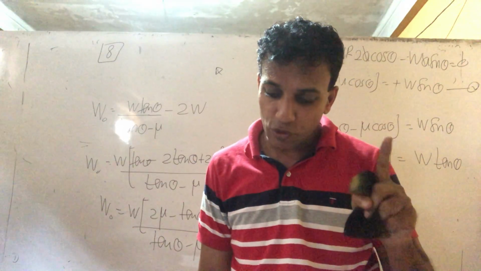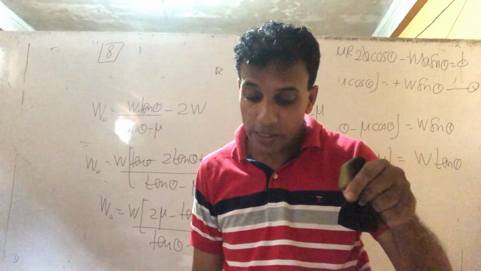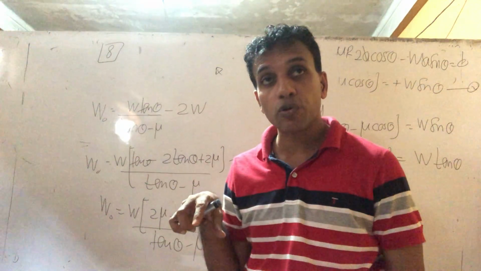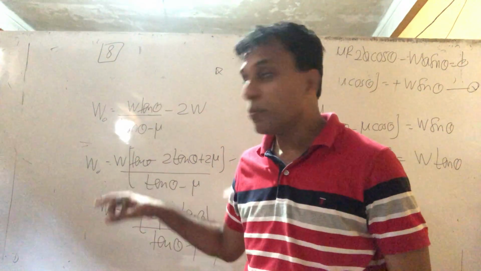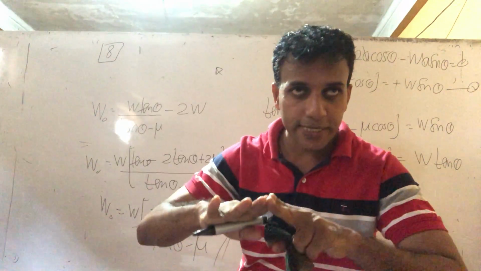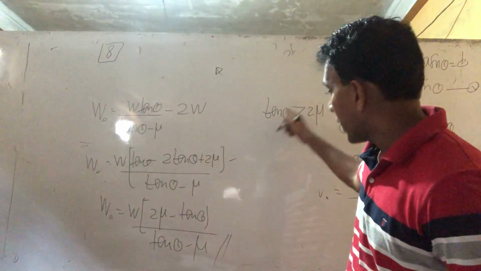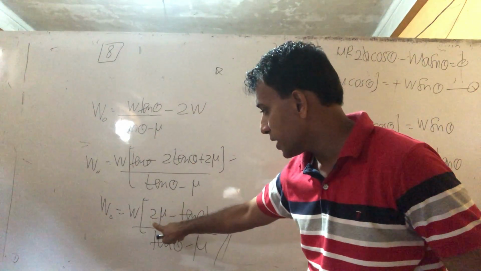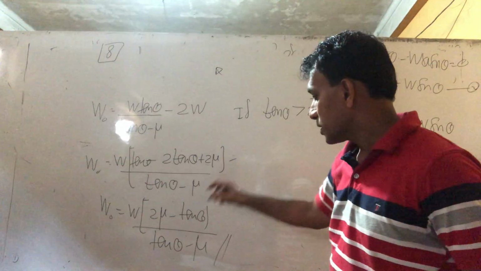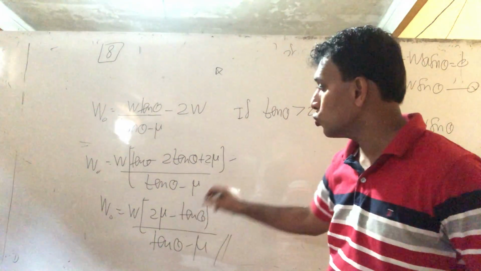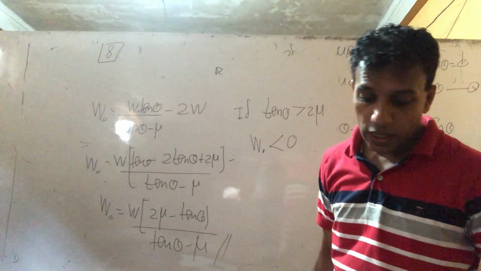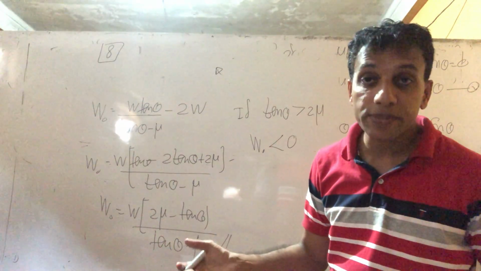The question is, find what weight on the top would cause them to slip. To avoid the slip, you have to keep the W naught, right? Now W naught becomes negative. That means there's no force at the top, so it slips. So tan theta greater than 2 mu. If tan theta is larger than 2 mu, W naught is less than 0. Therefore, the ladder slips.